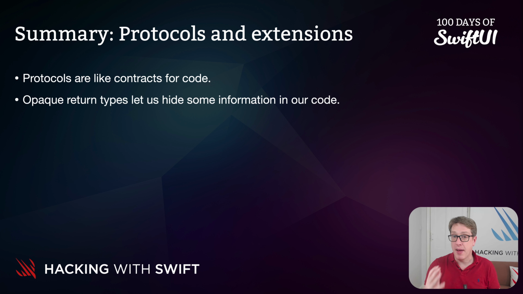Second, opaque return types let us hide some information in our code. That might mean we want to retain some flexibility to change in the future, but also means we haven't got to be precise about our return type, because Swift can usually figure it out for itself.